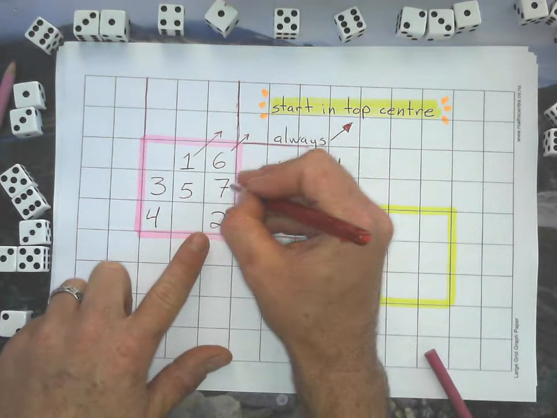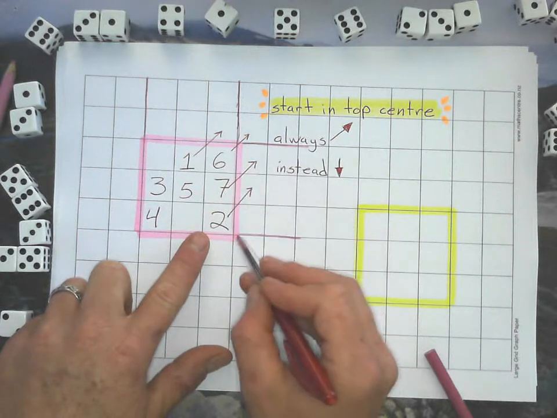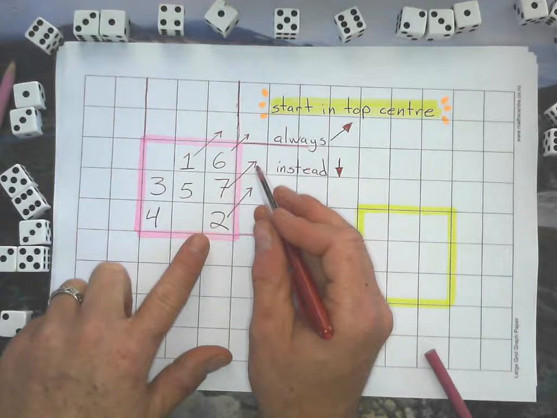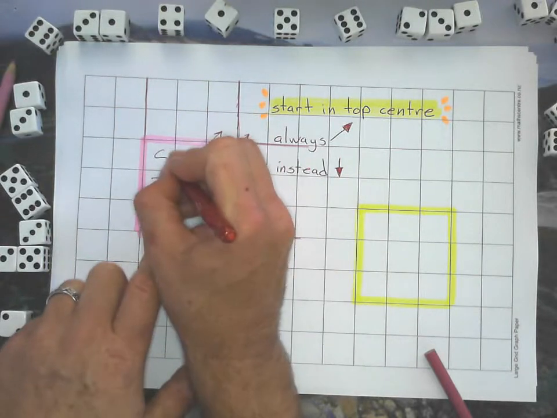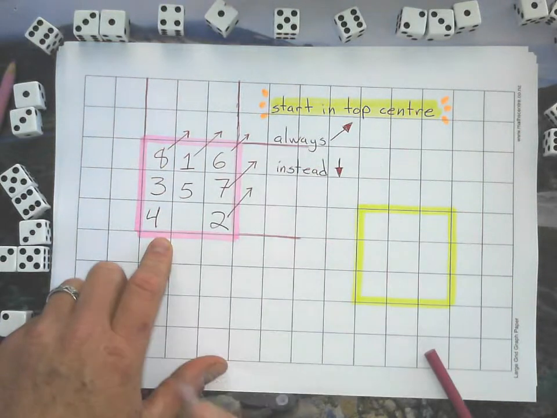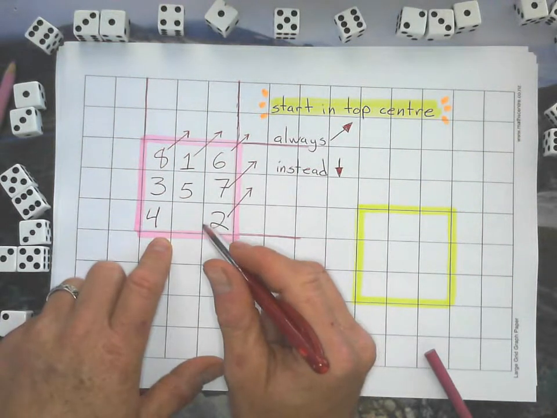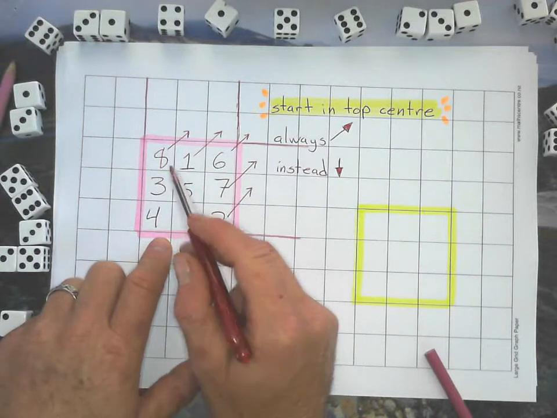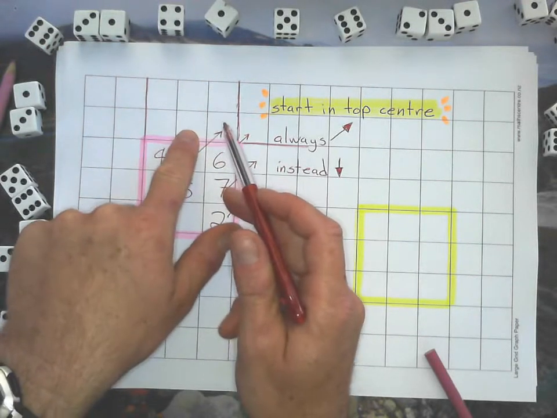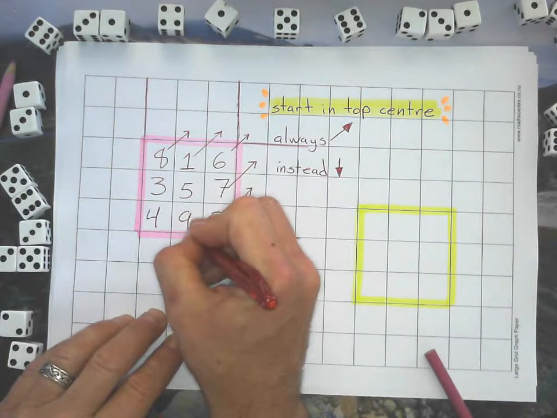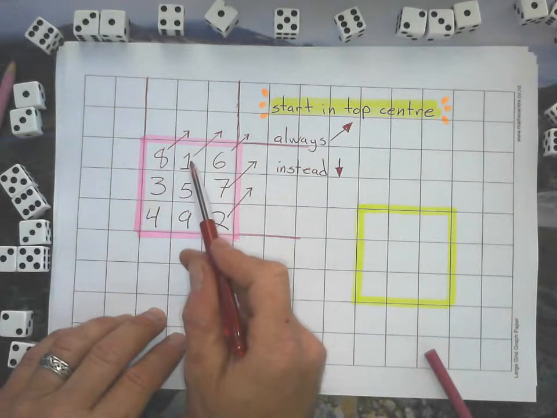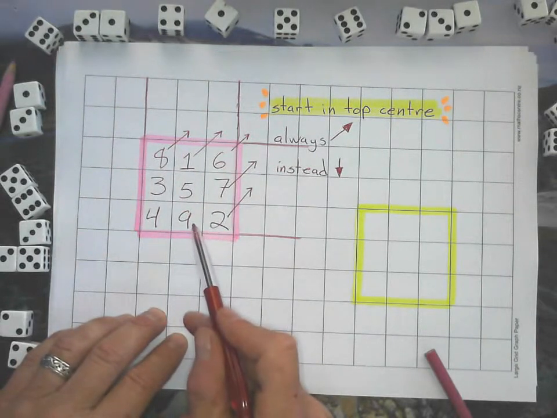Up and to the right. Where would 8 be in our magic square here? It would be in the top left. And finally, with 3 by 3 magic squares, or 5 by 5 magic squares, or 7 by 7, whatever, the last number always goes in the bottom middle. So, first up, always starts in top center, always finishes in bottom center.